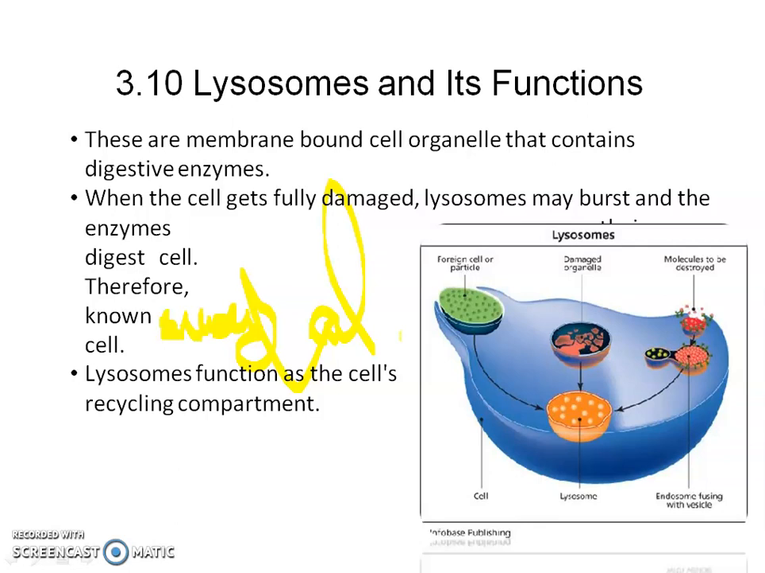The lysosome functions as the cell's recycling compartment because it kills away the dead parts of the cell, or it digests them and the unwanted cell parts. The cell parts which are destroyed, or the cell membrane which is destroyed, that also is eaten up, and then a new cell membrane is made by the smooth endoplasmic reticulum, as I told you. So the lysosome eats away the foreign particles also. So it is a digestive part of the cell.